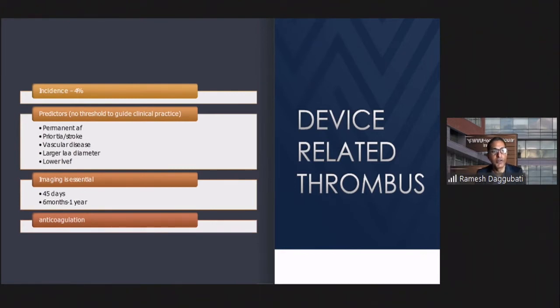The predictors of DRTs are permanent atrial fibrillation, prior TIA or stroke or vascular disease, larger left atrial appendage diameter, and low ejection fraction. Obviously, they are the ones who have a higher chance of DRTs. And imaging is essential in people who have DRT. If they have a DRT at 45 days, continue the warfarin or NOAC for another 3 months and repeat another TEE. And if it is still there, continue. I would say continue for probably a year and repeat it again.